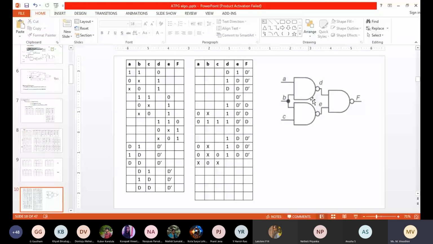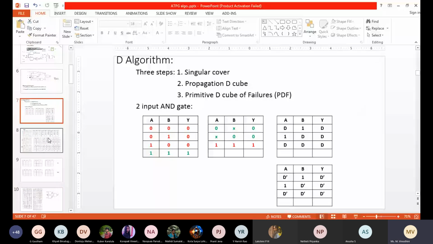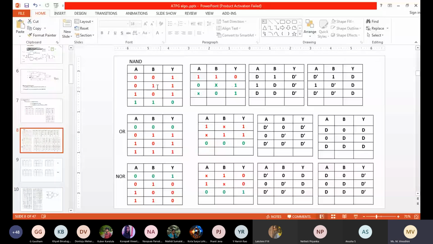Suppose I have a NAND and OR, that means to solve this circuit, I need the singular cover and propagation D cube of NAND and OR. So whatever gates are present in the circuit, we need their singular cover and propagation D cube. Only with that can I solve this problem. But the singular cover and propagation D cube are always the same because the truth table is fixed. If the truth table is fixed, the singular cover is fixed, and the propagation D cube is also fixed. So for all these 4 gates, they will not change.